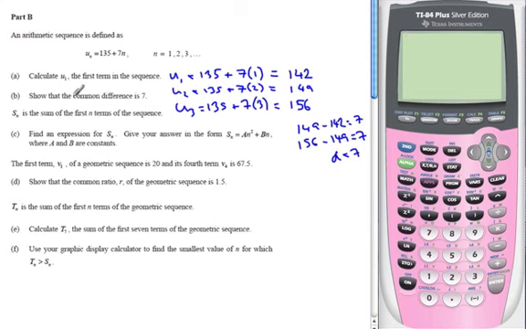Okay, so Sn is the sum of the first n terms in the sequence. Find an expression for Sn. Give your answer in that format. Okay, so we need, from our formula book, the sum of an arithmetic sequence, and that's given by the following formula.